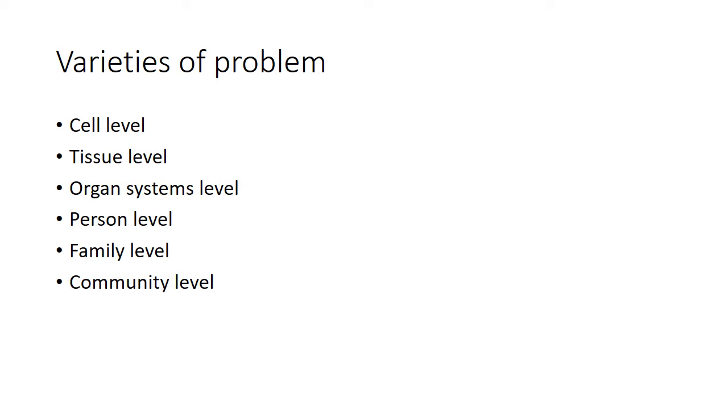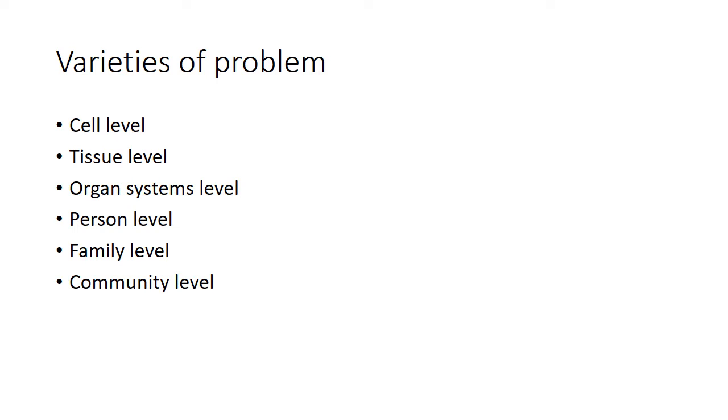Like an ICF model, every problem can be classified as pathological and normal functioning. They can also be written at different levels of organism, like cell level, tissue level, organ systems level, person level, family level, and community level. While person level problems are the easiest to write, we need to ensure that as far as possible, we cover the whole range of levels in our problems for each block.